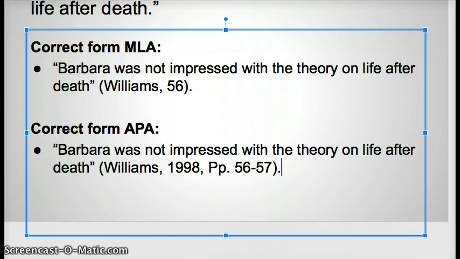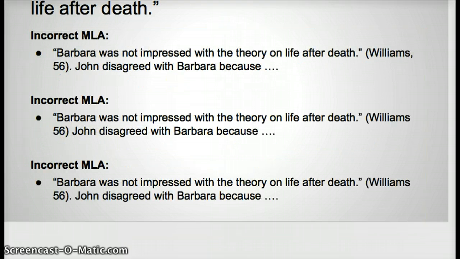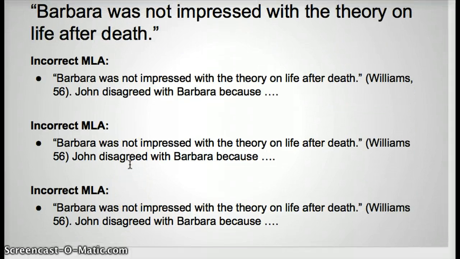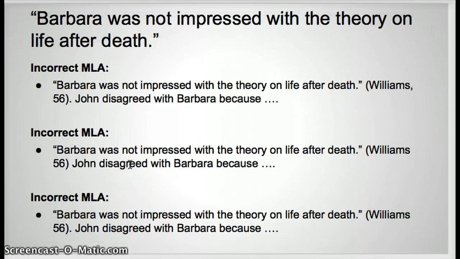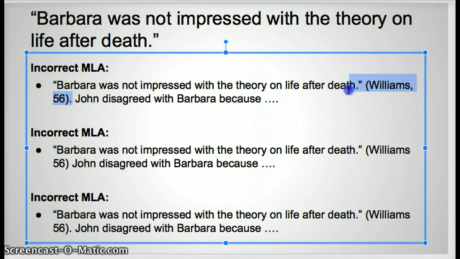Okay, so let's look at some incorrect forms real quick. All right, so here is our quote. Barbara was not impressed with the theory on life after death. This would be incorrect. What I have here is I left the period on after death. Okay, that would be incorrect. I have a correct citation here, and then I go on with my next sentence. You notice I put a period at the end of my citation. So I have death, period, end quote. Then I have the citation, and I put another period, and then I began with the next sentence.